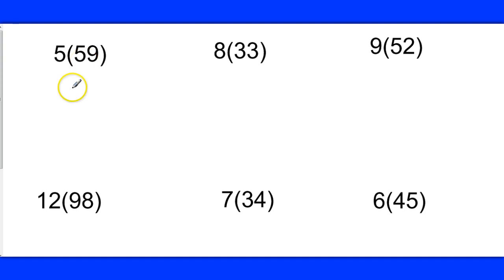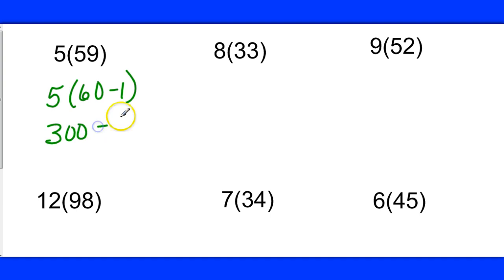59 is actually what? 60 minus 1. If I rewrite it like that and then multiply times 5, I can do mental math. This is 300 minus 5, and I'm doing the distributive property right here, okay, which is 295. Pause the video and do some of these. See what you can do, okay?